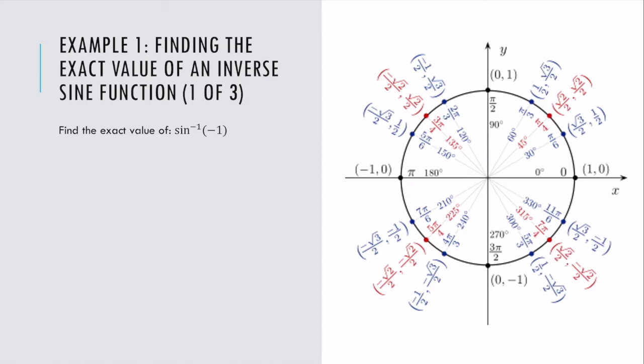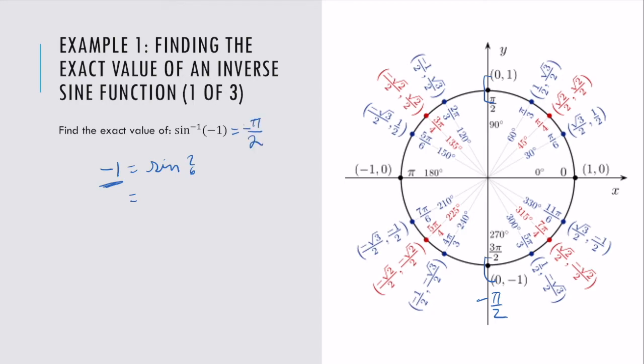So let's find an example of an exact value of an inverse sine function. Remember, we're restricting it so it can only have values between negative pi over 2 and pi over 2. If I want to find the exact value of sine inverse of negative 1, I'm wondering for what value is the sine output negative 1? Well, that's going to be negative pi over 2, or 3 pi over 2. So sine inverse of negative 1 is negative pi over 2.